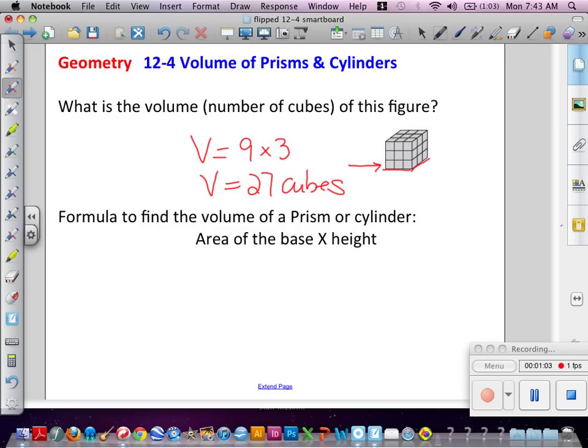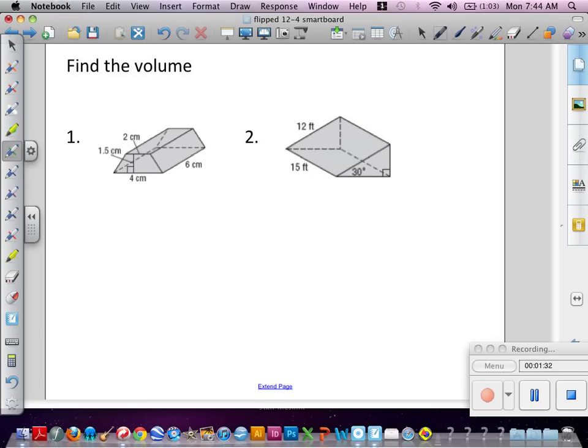And so when you're talking about volume of a prism or a cylinder, what you're going to do is you're going to take the area of the base, which is what I did here. I found the base to have 9 cubes, and then you're going to multiply it by the height, how many rows you have of it. And so we're going to use this basic formula to solve a number of different prisms and cylinders. So let's take a look at our examples that we have in our notes packet.